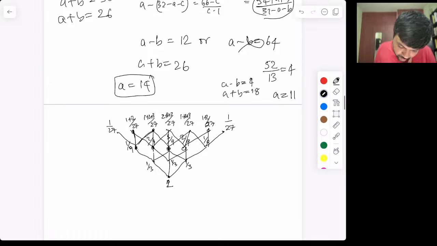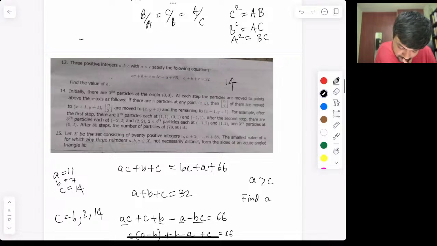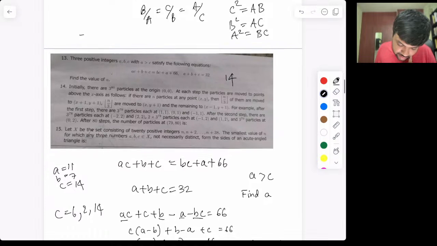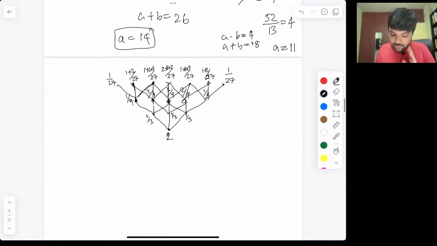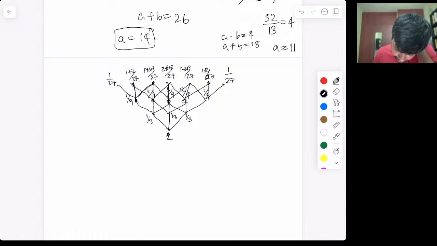So what is this now? What do they want? Anyway, what is the question? The question is, after 80 steps, the number of particles at 79,80 is, I see. How would we find a formula for this?